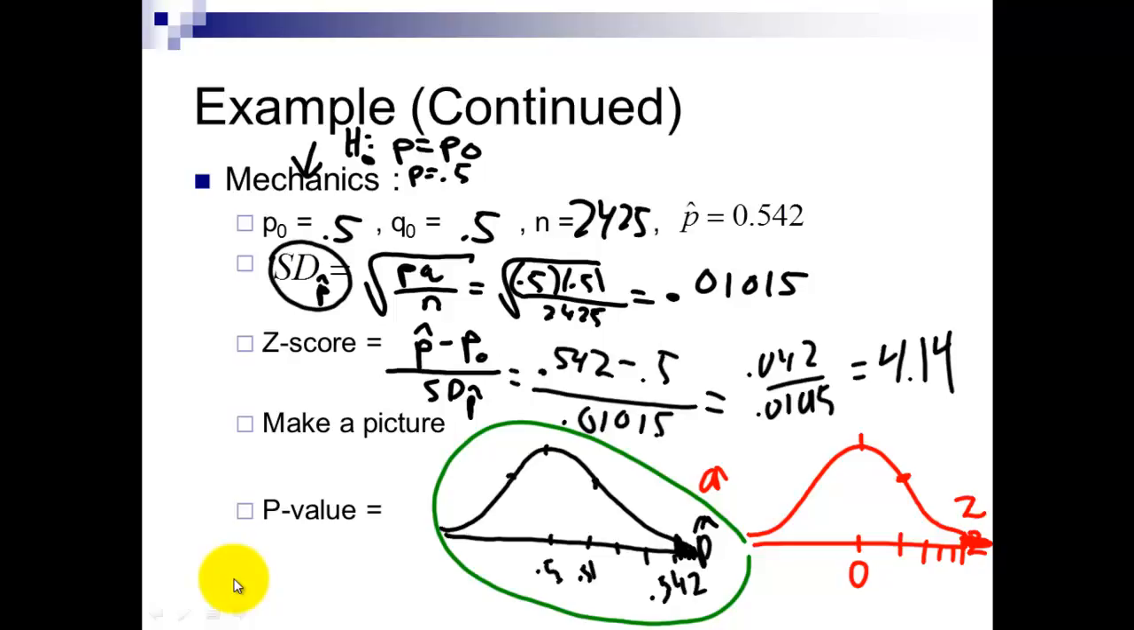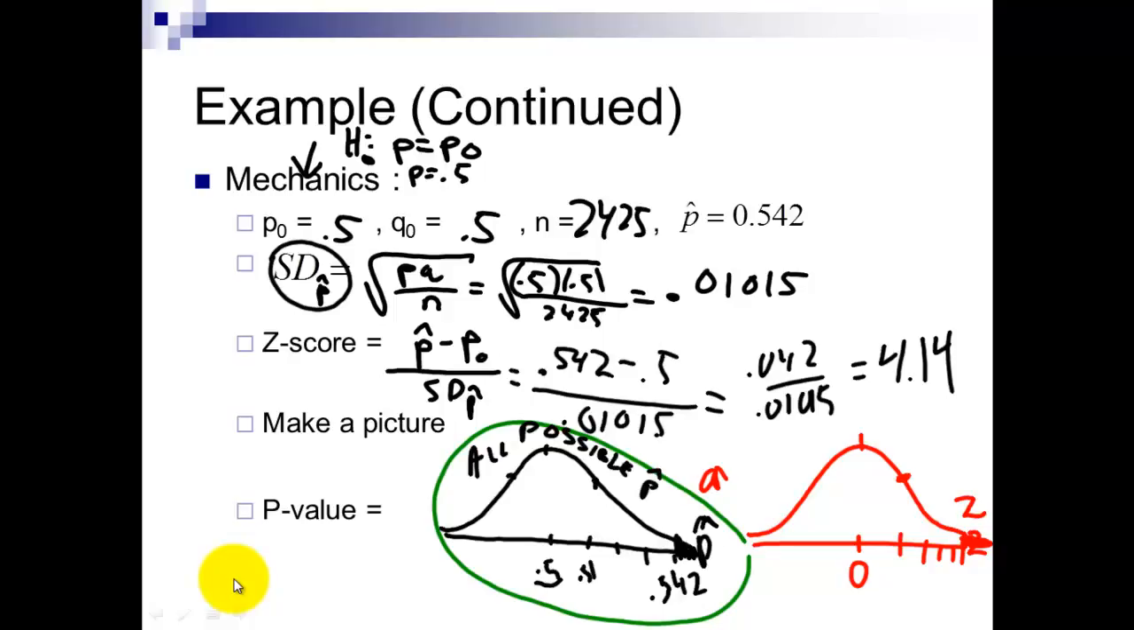What does p hat mean? P hat is the sample proportion. It's the one proportion that you did. And the curve is all the possible sample proportions you could have gotten. All possible p hats. And we're just looking at one.